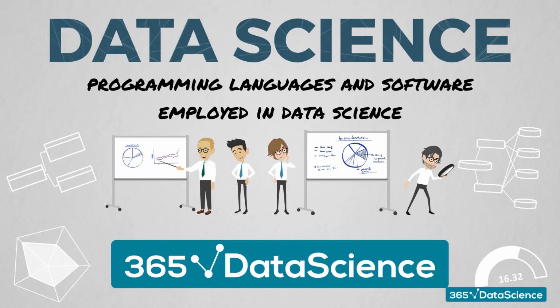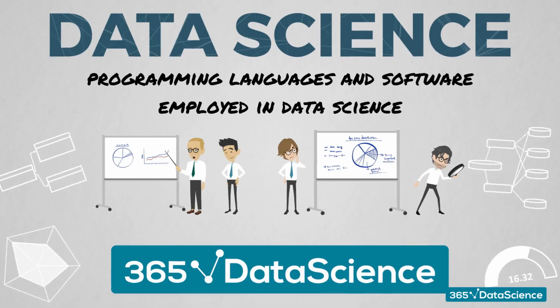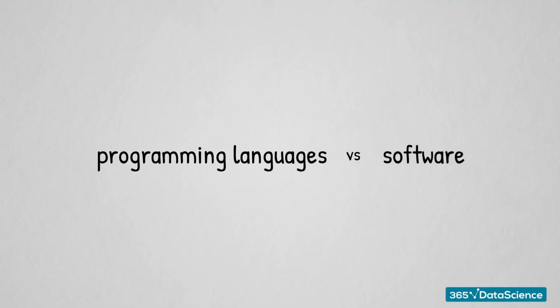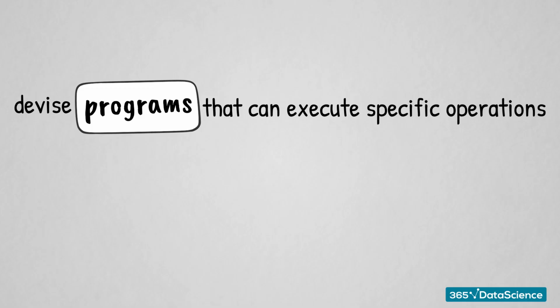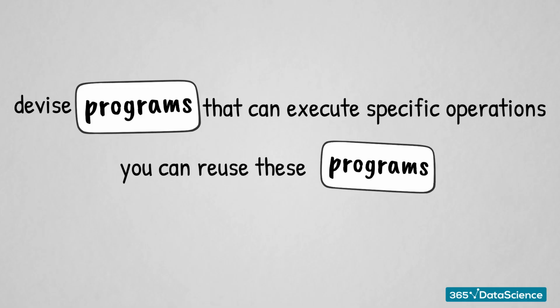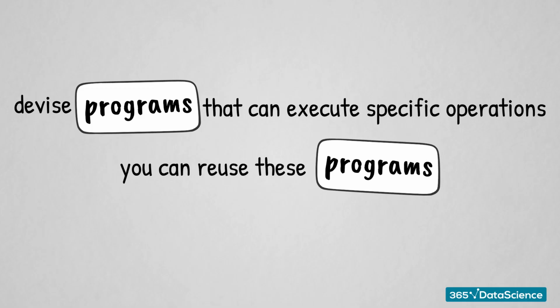Right. So, how are the techniques used in data, business intelligence, or predictive analytics applied in real life? Certainly, with the help of computers. You can basically split the relevant tools into two categories: programming languages and software. Knowing a programming language enables you to devise programs that can execute specific operations. Moreover, you can reuse these programs whenever you need to execute the same action.